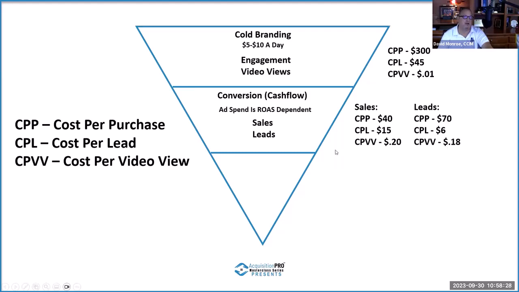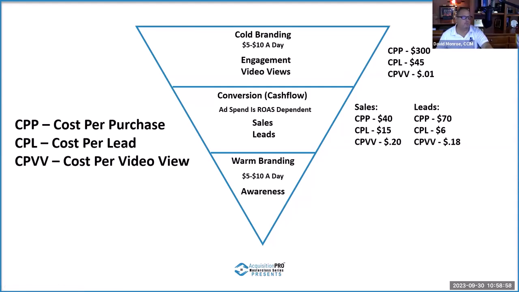All right. And then look at our video views. They go way down or they go way up, considering it's only 1 cent here. It's 20 cents to 18 cents here, because the ad network isn't optimizing for video views. It's optimizing for the conversion event. Does that make sense? Here we're optimizing for the video view. Here we're optimizing for the conversions. All right. And that's why the ad costs are the way they are.